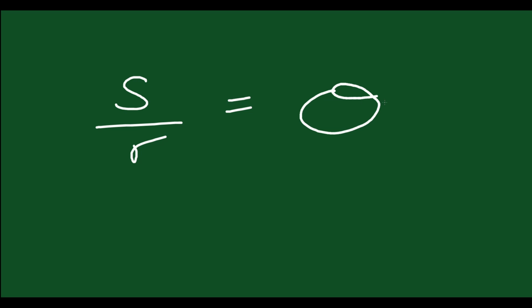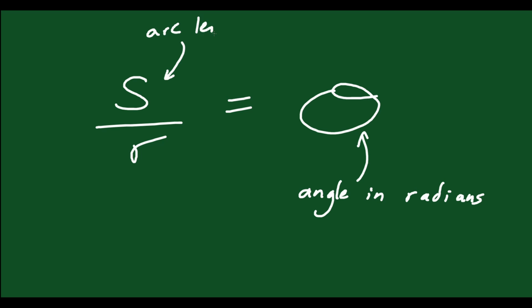Now, where do radians come from? Well, radians are actually pretty intuitive once you see what it is. We have this equation, it's S over R is equal to theta, where theta is your angle in radians. So this is where this comes from. It's equal to S, which is an arc length, divided by R, which is a radius.